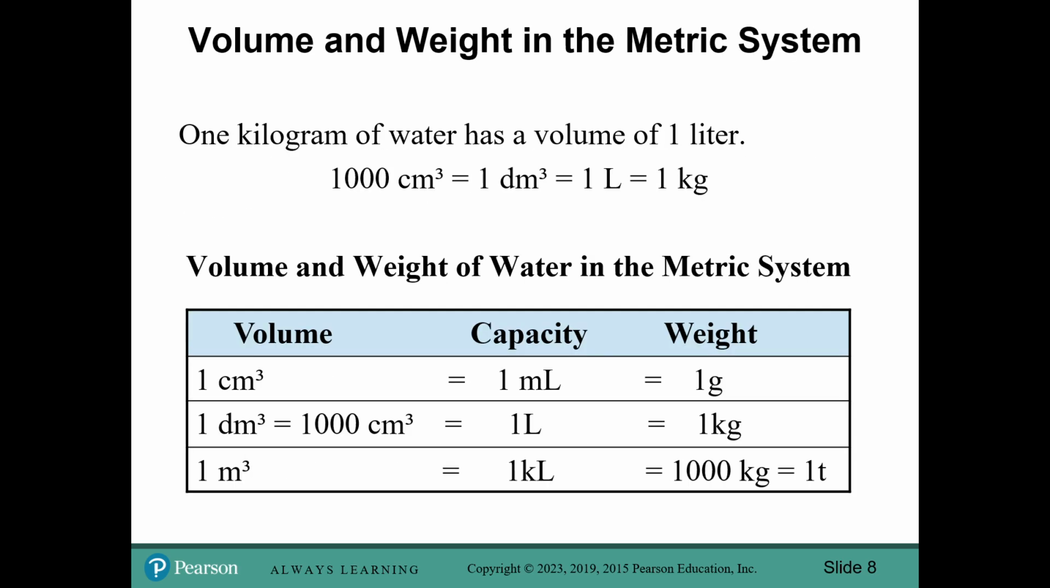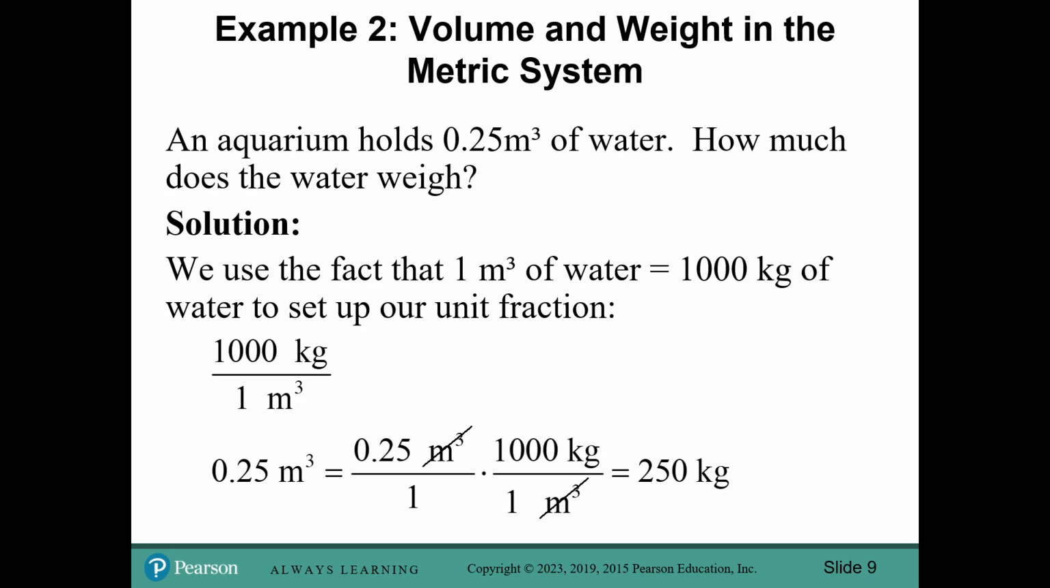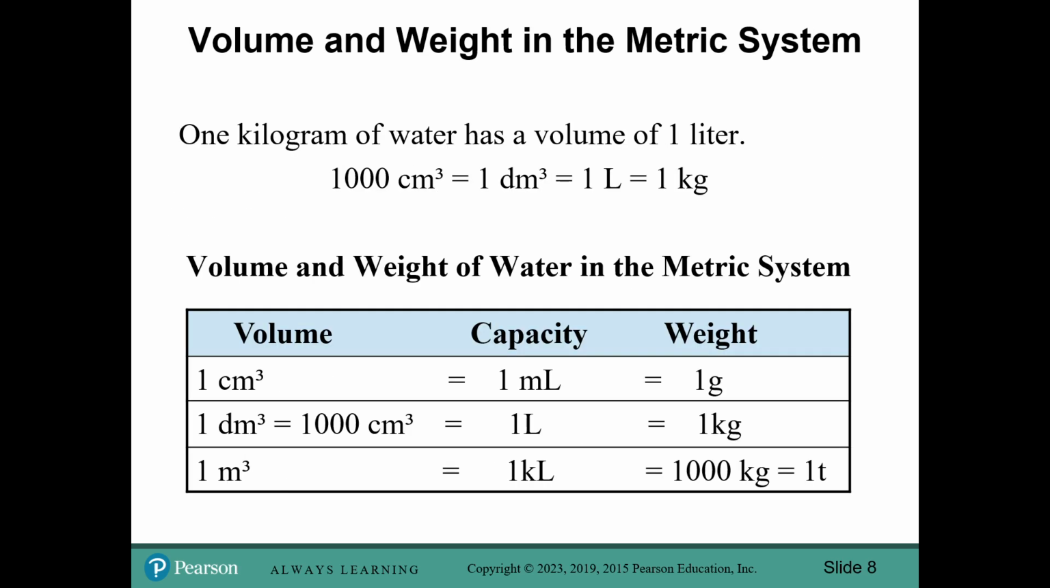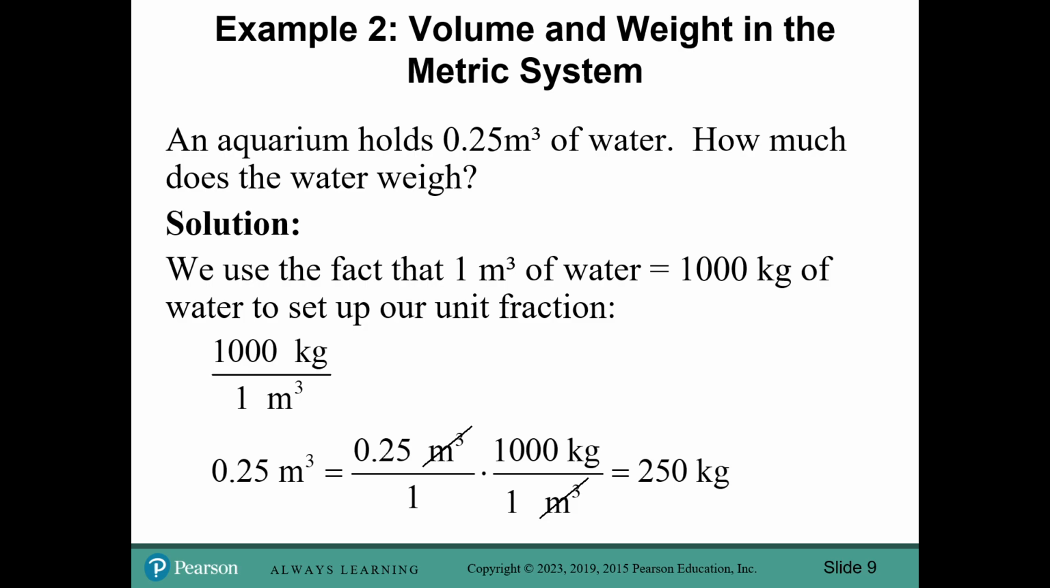Okay, so going back here, I'm looking at 1,000. So we're going from meters cubed, and we want to know how much the water weighs. So we're starting here. We want to figure out how much it weighs here. So 1 meter cubed is 1,000 kilograms. That's our conversion here. So we're using the fact that 1 meter cubed of water is 1,000 kilograms of water to set up our unit fraction. So 1,000 kilograms over 1 meter cubed is our unit fraction that we're going to use here.